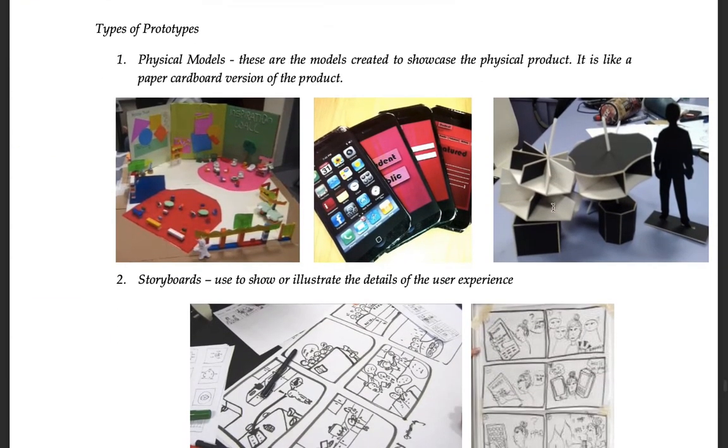Okay, these are the types of prototypes, guys. Number one, physical models. These are models created to showcase the physical product. It is like a paper cardboard version of your product.